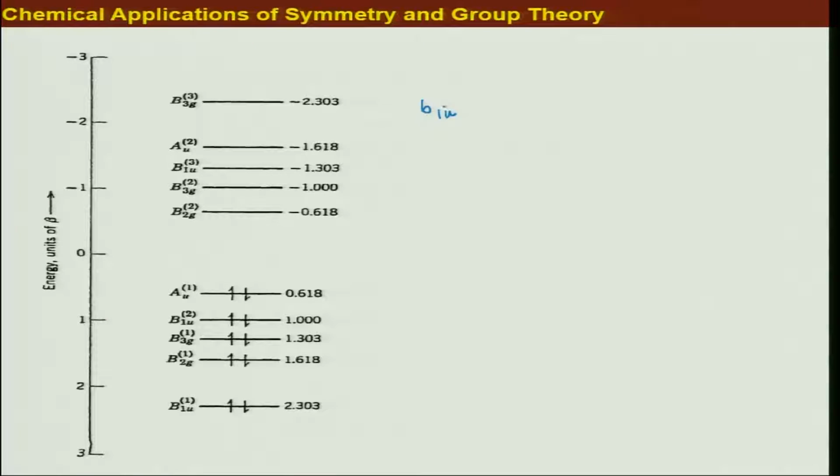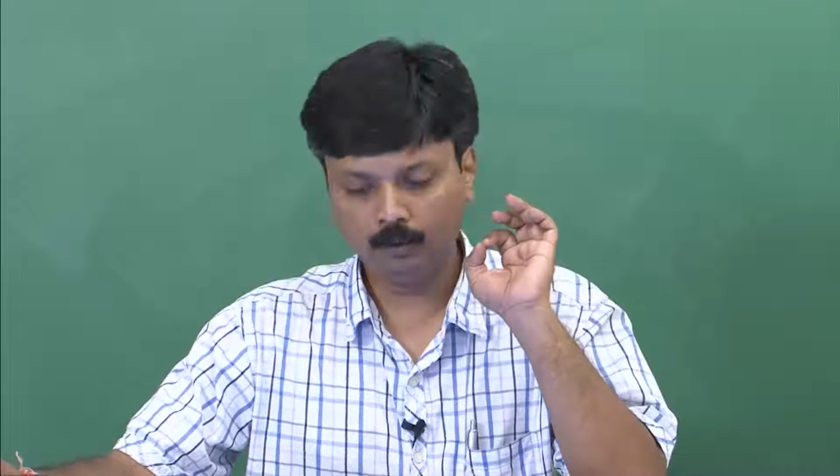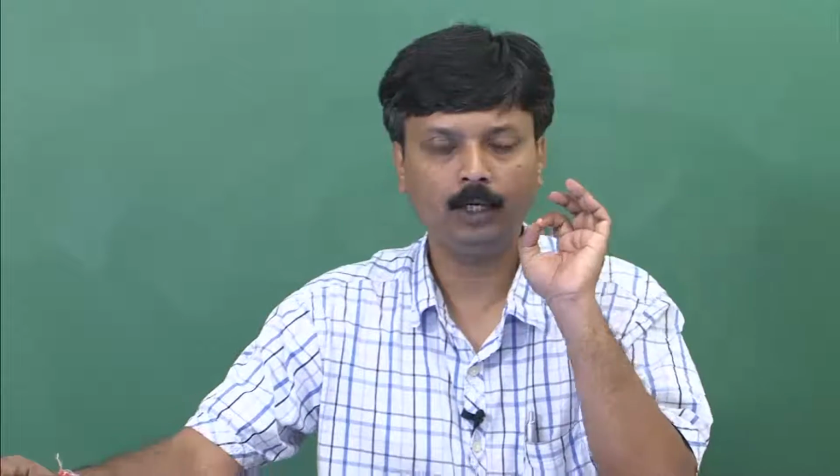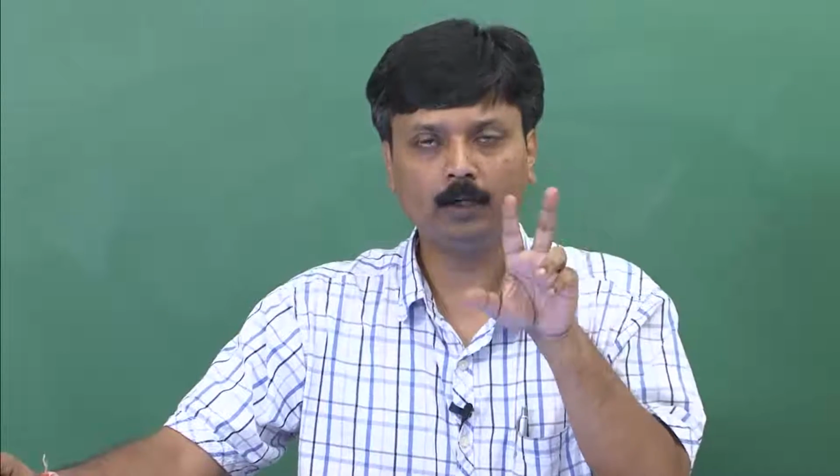So this B1U orbital has a pair of electrons, so I will write B1U2, and then next comes B2G 2, B3G 2, B1U 2. Now you see B1U already exists here, right? So I will separate them by using a prime, and then at last I have AU 2. All right. Now all these electrons are paired up, right? So in each orbital I have two electrons.